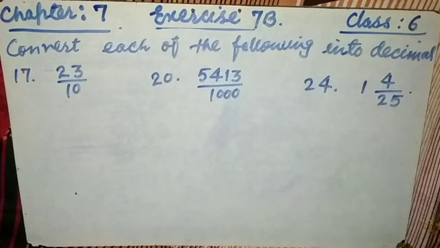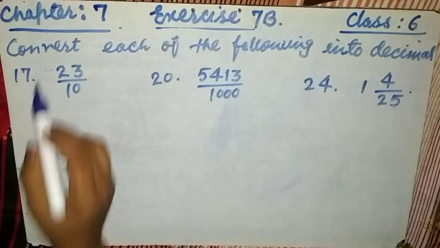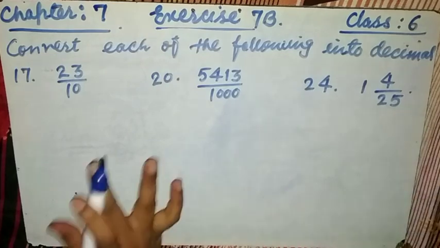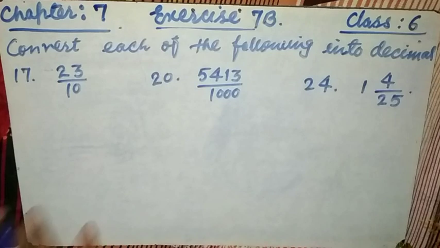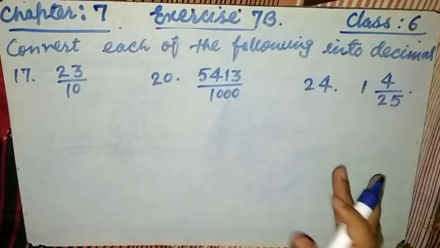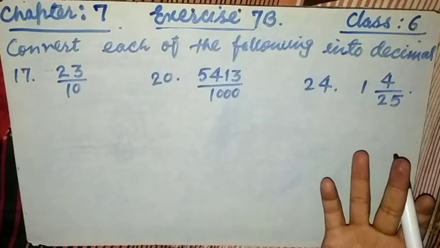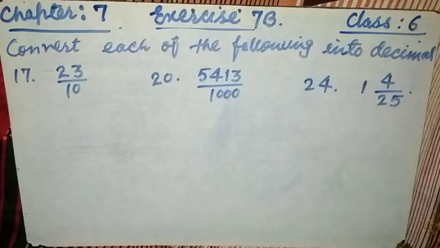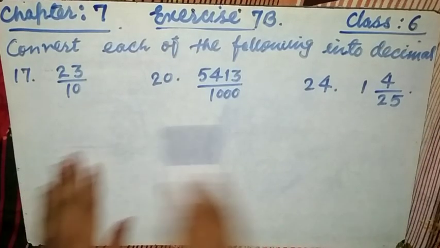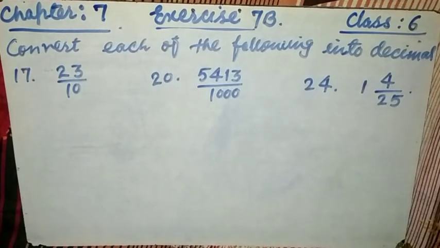Now see friends, next question, and it says convert each of the following into decimals. Prior to this, we solved convert each of the following into a fraction in simplest form, but here is just the reverse question, just vice versa of the previous. Here the decimal fraction form is given, and we have to change it to a decimal. Okay, now see friends, very simple.